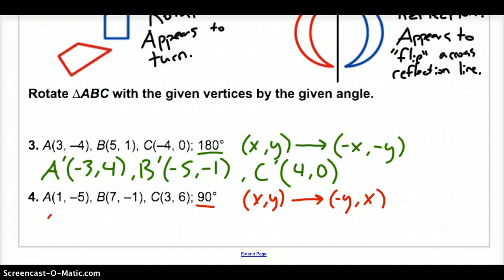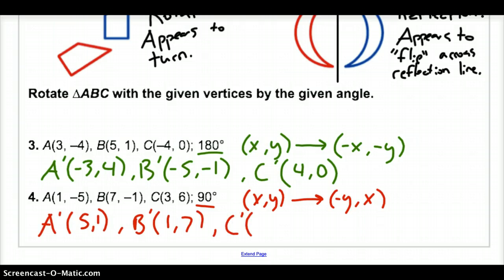That would make A prime 5 and +1. That would make B prime 1 and +7. And that would make C prime -6, +3. Again, just looking over some review there. Hopefully that's helpful to get you ready for your final.